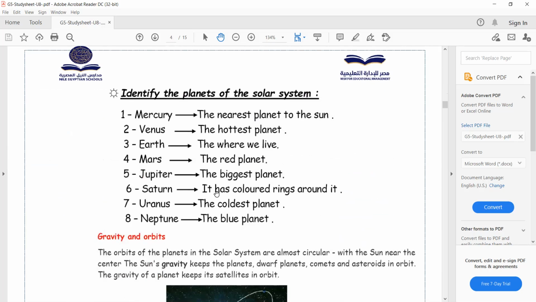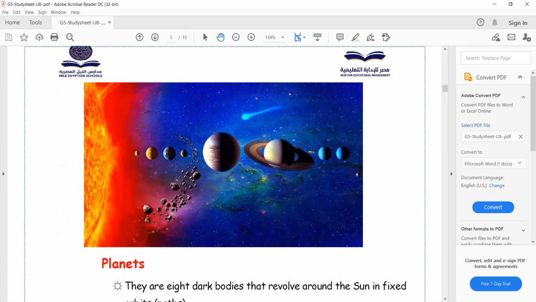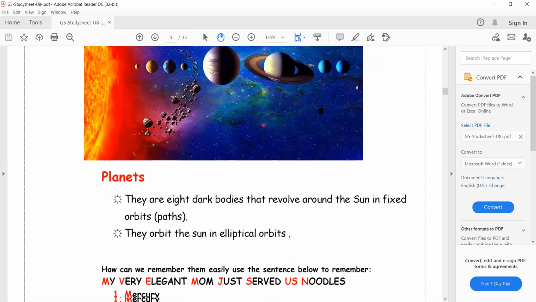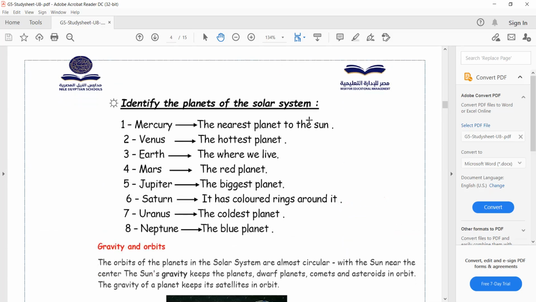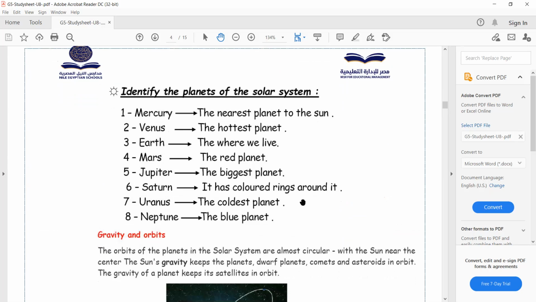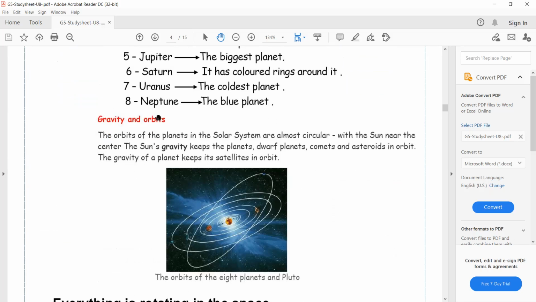Saturn is characterized by having a colored ring around it. This is Saturn. Saturn has beautiful rings like this, rotating around it, consisting of dust and rocks and ice. Then Uranus. Uranus is the coldest planet in the solar system, and Neptune, we call it the blue planet. So we have Mars, the red planet, and Neptune, the blue planet. Let's talk about the gravity and the orbits.